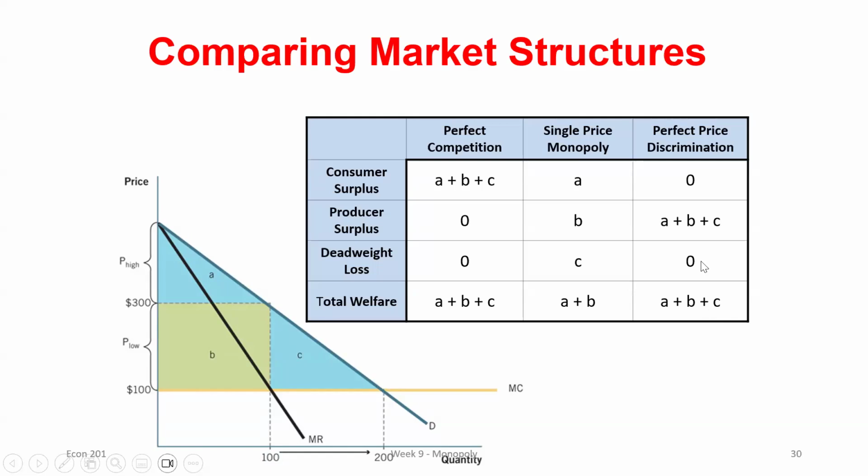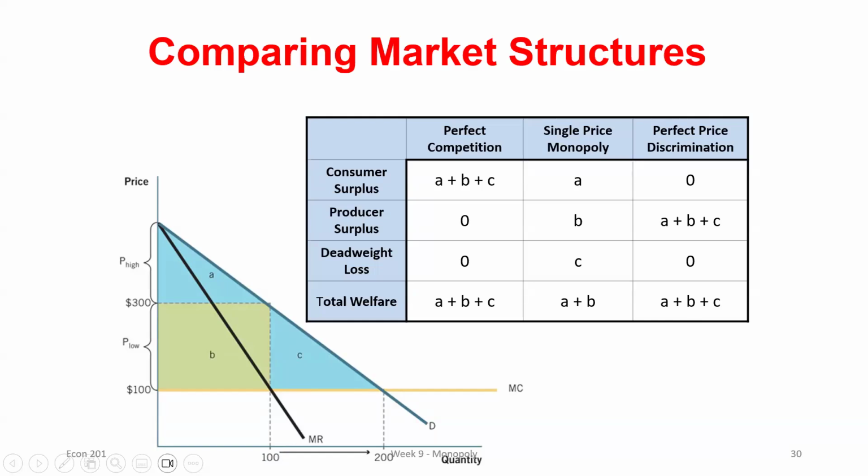No deadweight loss. The problem is, if I'm charging every consumer a different price, and it's exactly equal to their marginal benefit, we said consumer surplus will now be 0. Producer surplus will be the difference between the price they're charging and their marginal cost. So producer surplus will be all of total surplus, or A plus B plus C.